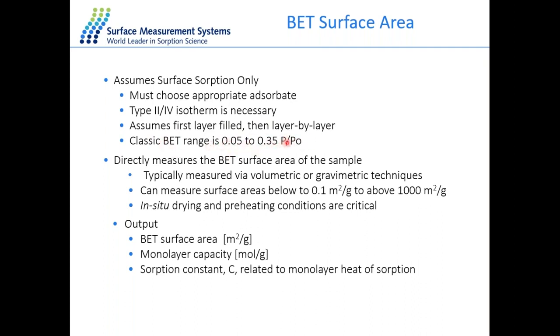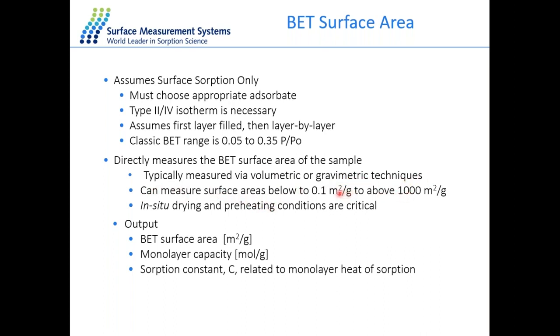However, this range can vary depending on the adsorbate and the surface of interest. So although this is what's typically applied, as long as the range is linear and you get a positive C constant, those are things you can vary in the P over P naught range to apply the model correctly. So we can directly measure the BET surface area of the sample. This can be done volumetrically or gravimetrically or even chromatographically, which I'll show you next.